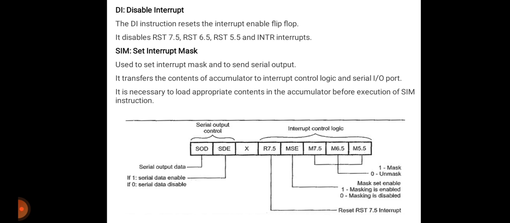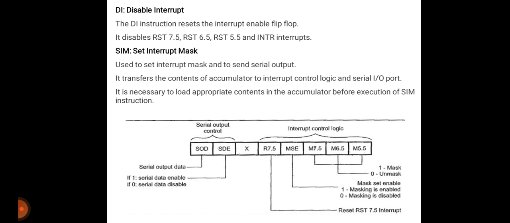This is SIM. SIM is set interrupt mask. This instruction is used to set the interrupt mask and to send serial output. Also, it transfers the contents of the accumulator to the interrupt logic and serial I/O ports. It is necessary to load the appropriate contents in the accumulator before execution of the SIM instruction. So you can see in the figure the SIM instruction. This is the SIM instruction format.